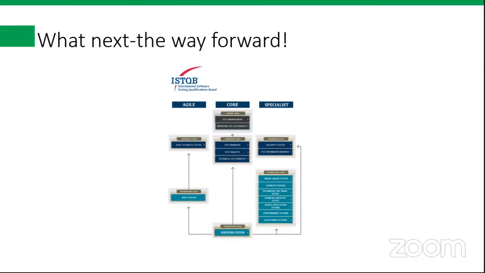So this is a chart which says what next, or the way forward. You have around 3 levels here. There is foundation, advanced, and expert level, which fall under 3 different pillars, that is agile, core, and specialist. Based upon your career, you decide your way forward. Like you want to take the agile path, you want to take the core path, or you want to do it for some specialization certification.